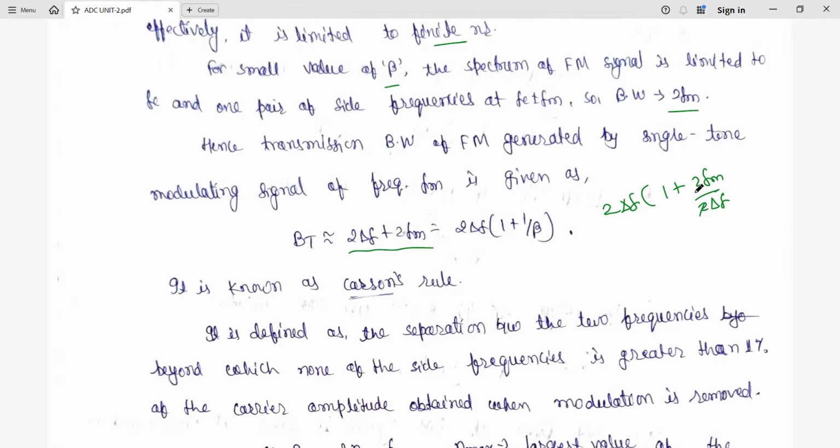So the 2 will be cancelled. Then del f by fm is what here? Beta. So that's why we are getting 2 del f into 1 plus 1 by beta. This is also called Carson's rule, and this is also an objective question.